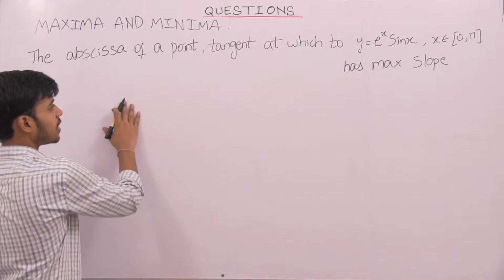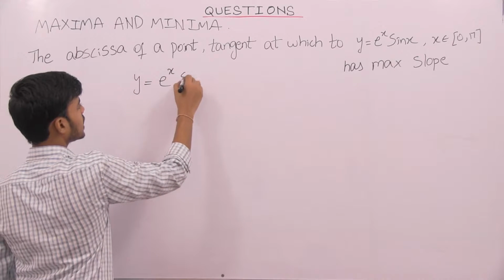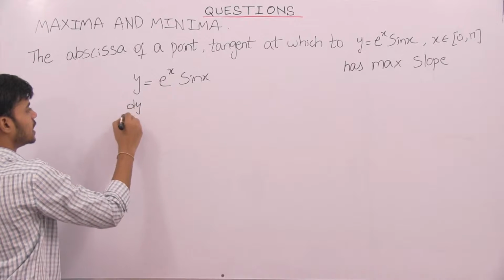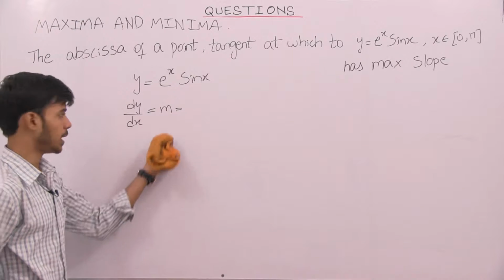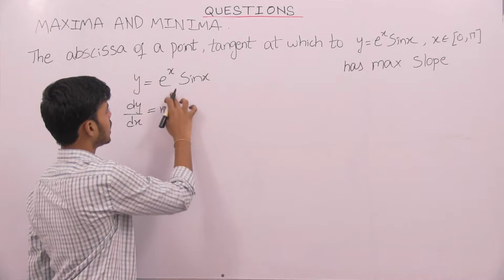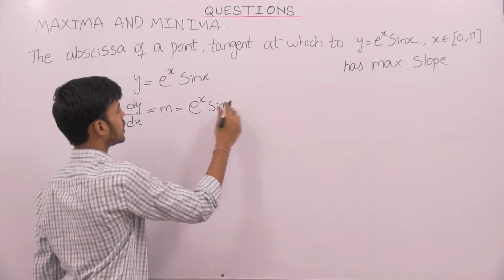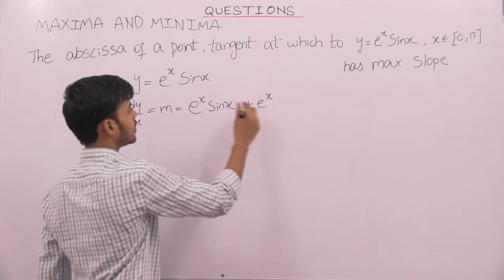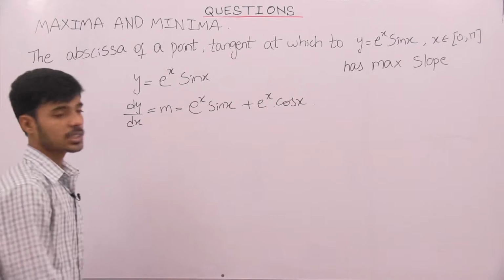So now let's differentiate it to get the equation of slope. y is equal to e power x sin x. Differentiating would give us dy by dx, which is the slope. Let's assume it to be some m. Now differentiating this, u dot v: the differential of e power x is e power x, which remains the same, e power x sin x, plus e power x into the derivative of sin x, which is cos x, e power x cos x. So this is the slope.